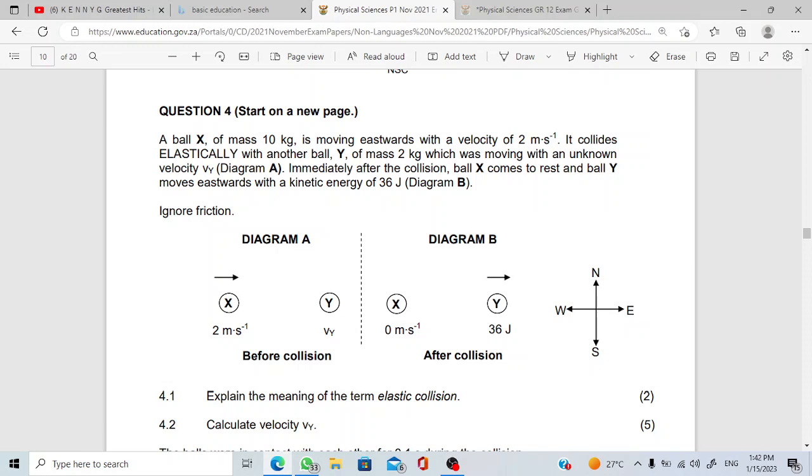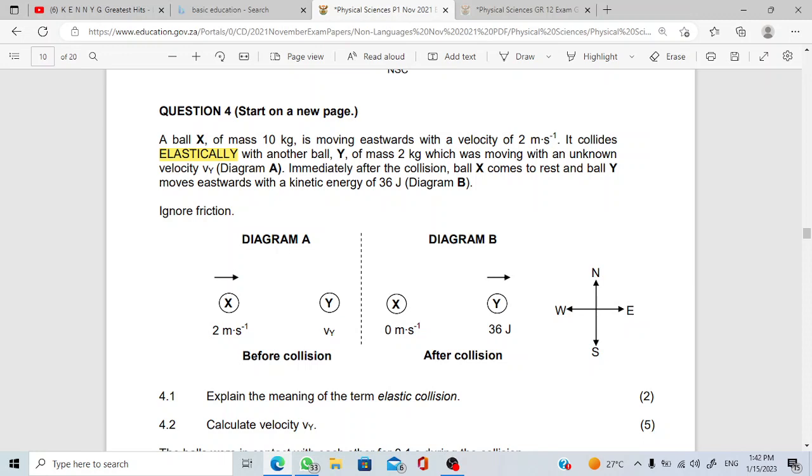So you guys must take note of this word elastically. It's a very big hint. Every time you solve question papers, make sure that you highlight the most important words. With another ball Y of mass 2 kg which was moving with an unknown velocity.